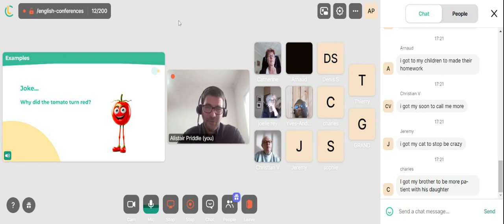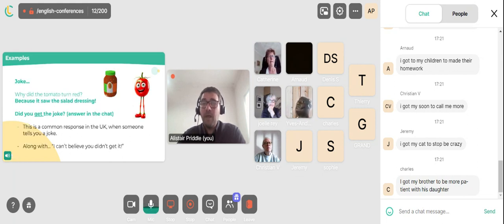Okay, so we've got an example of a joke. Why did the tomato turn red? Because it saw the salad dressing. Did you get the joke?